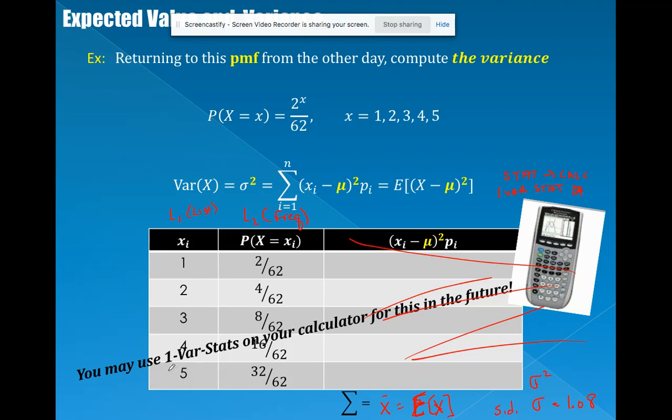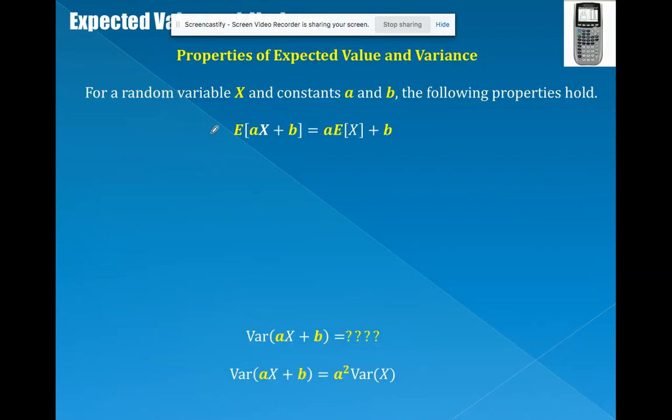So that's what we mean by using the statistics capability of your calculator, where you're using one variable stats. When we did it by hand, we were still using the calculator, but we were actually stepping through every part of the formula. So here's some properties that you want to know. Properties of expected value and variance.